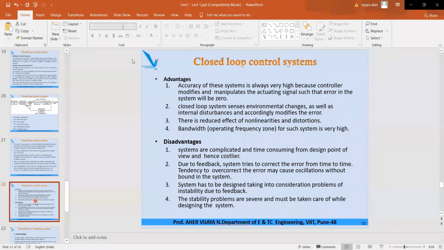Now there are some advantages and disadvantages of closed loop control system, similar to open loop control system.